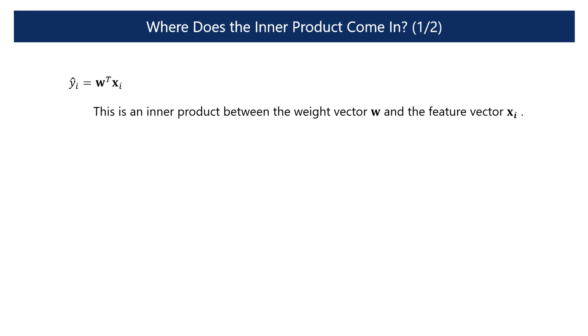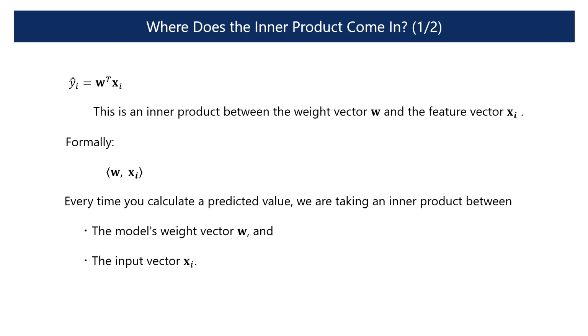Now, where does the inner product come in? Look closely at the formula. This is an inner product between the weight vector w and the feature vector xi. Formally, it can be written in this way. So, every time we calculate the predicted value, we are taking an inner product between the model's weight vector and the input vector.